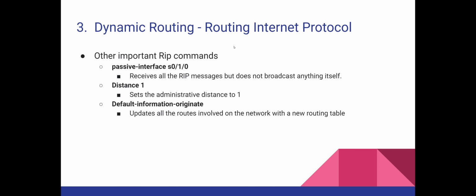Okay, there are some other important commands. You can set the interface to passive. It receives all the RIP messages but does not broadcast anything itself. You can set the distance yourself if you want to customize that for some reason. And you can also use the command default-information originate. It basically sends an update to all the routers on the network, saying, hey guys, copy this new routing table, so we talk with all the new routers that have been added to the routing table.